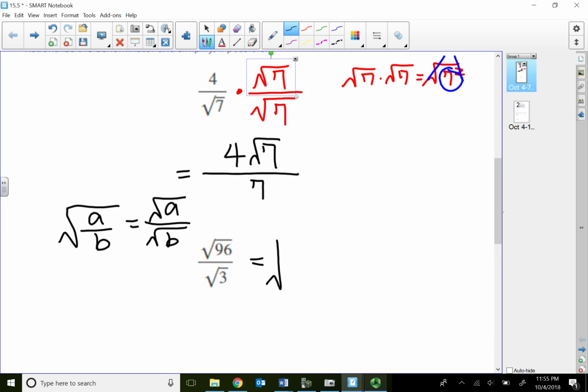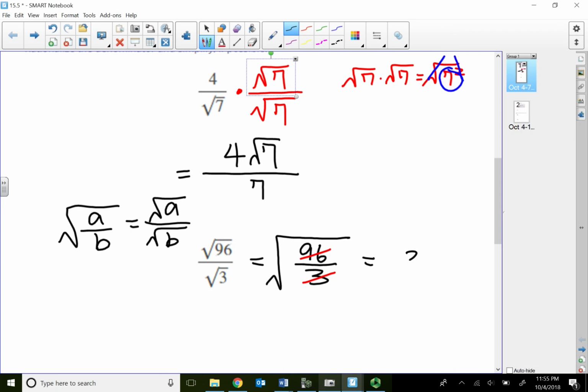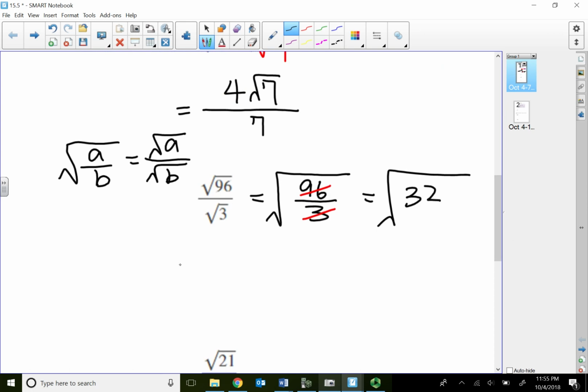So I'm going to rewrite this as a big square root of 96 over 3. The reason I'm doing that is so I can reduce my 96 and 3, because 96 divided by 3 is exactly 32. So now my denominator is 1, and I'm still inside the square root. Square root of 1 is just 1. So basically here I'm just going to write a single square root of 32. And we can break it down from here.